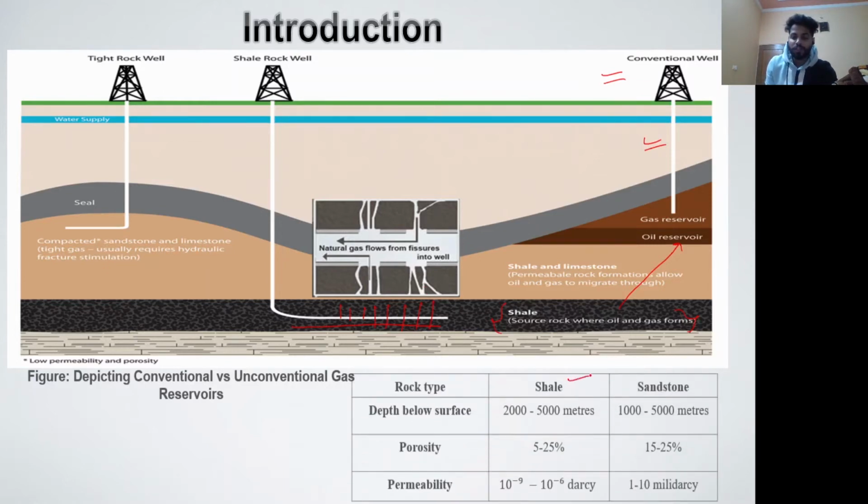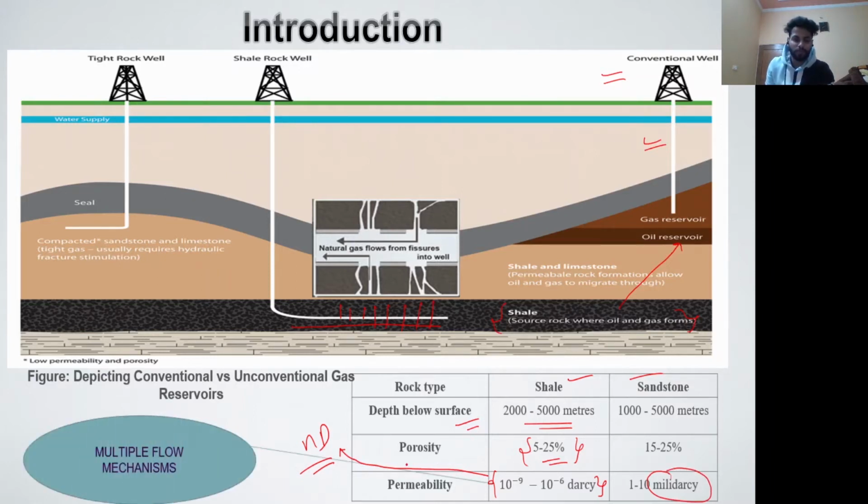The major distinction between shale and conventional reservoir has been depicted here in the table. It is found at deeper depths from 2000 to 5000 meter. Porosity ranges from 5 to 25%. That is, it is basically less porous. And the major distinction is that permeability is very less, of the scale of nanodarcy, while in case of your conventional, we have permeability of the scale of millidarcy. So because of this ultra low permeability, we have multiple flow mechanisms in case of a shale reservoir.